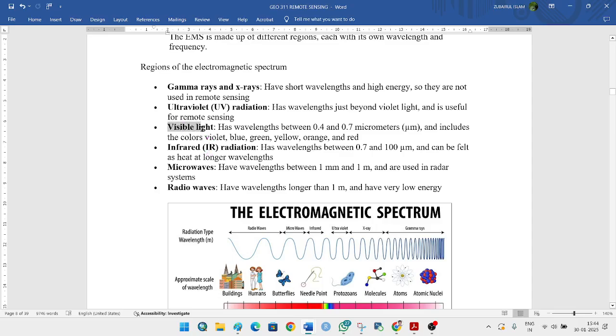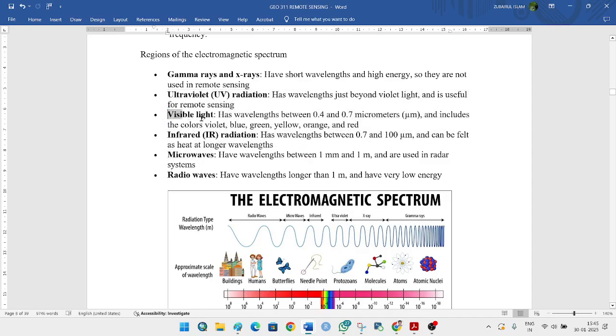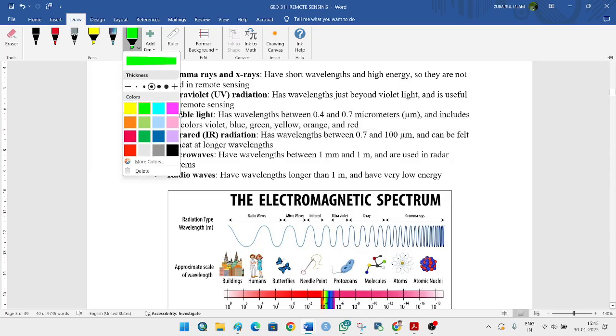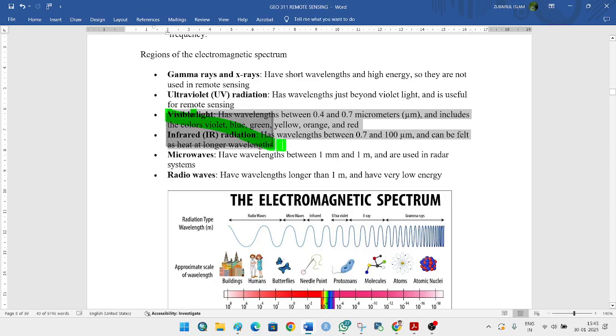But in remote sensing, the man-made detectors can detect some part of ultraviolet radiation and infrared radiation also, and microwave also. So what happens, the remote sensing makes us very powerful to use the energy beyond visible light. So this is the significance of remote sensing. And in remote sensing, especially in passive remote sensing, this part is very important here.